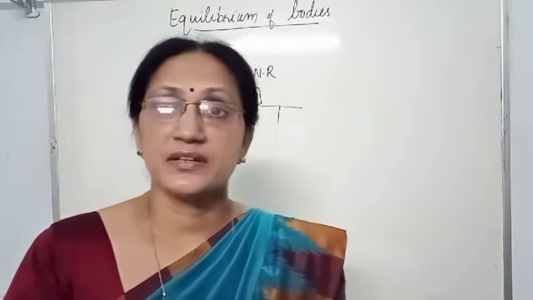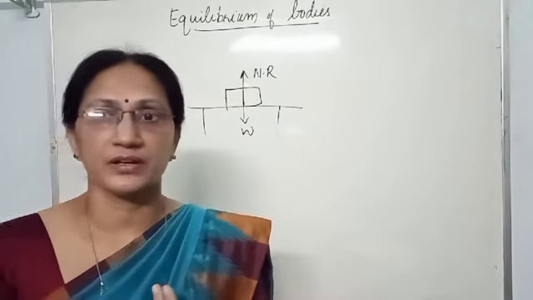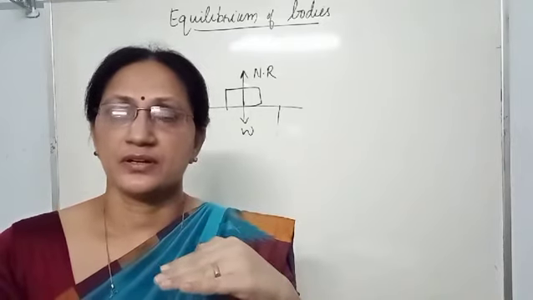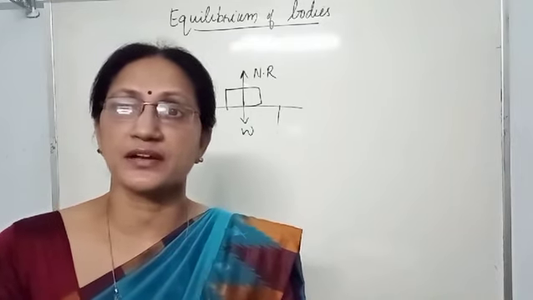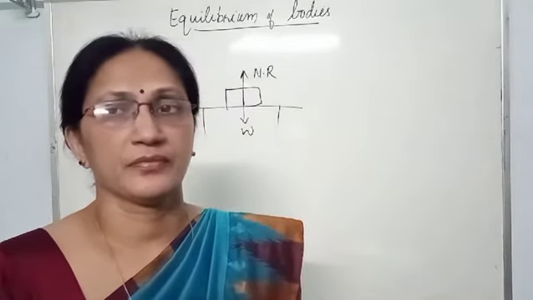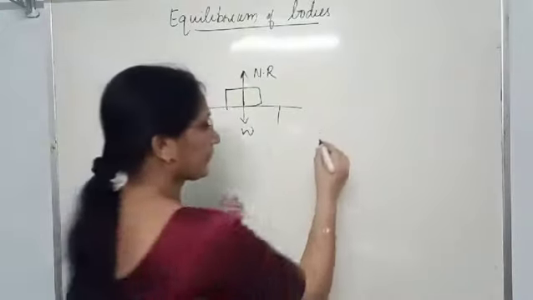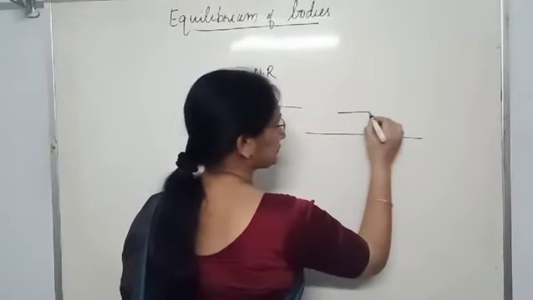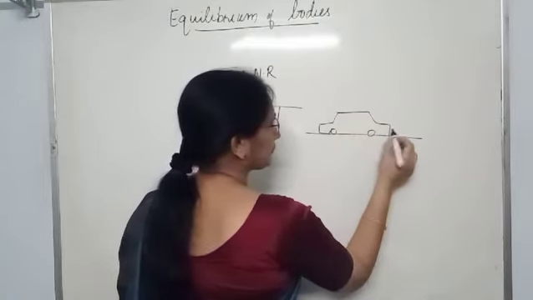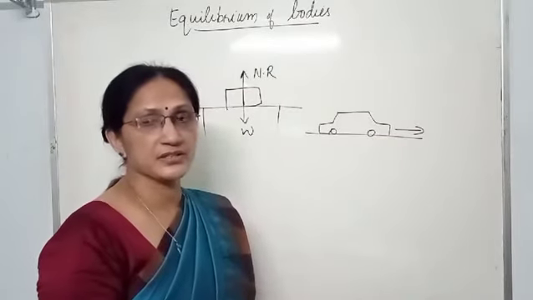Then the next one is dynamic equilibrium. Dynamic means moving. A moving body continues the uniform motion even though a number of forces are acting on it. That is known as dynamic equilibrium. Consider a car moving along a straight road. Suppose the car moves in this direction.